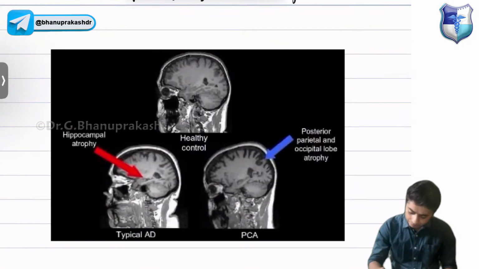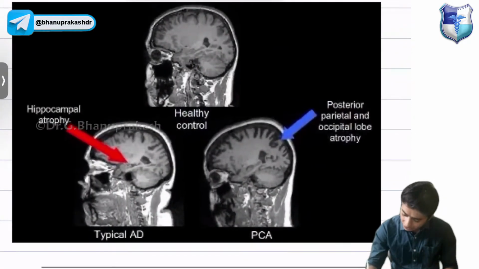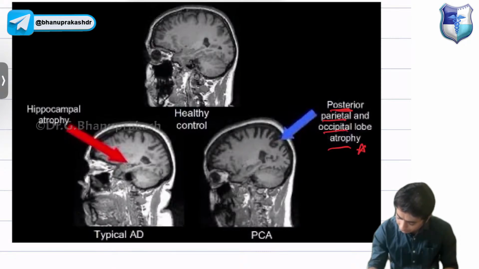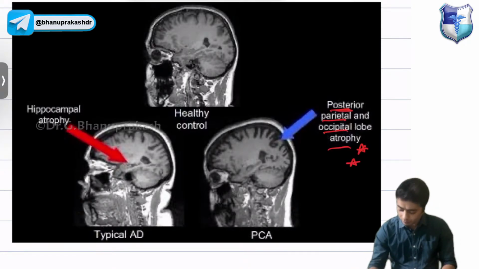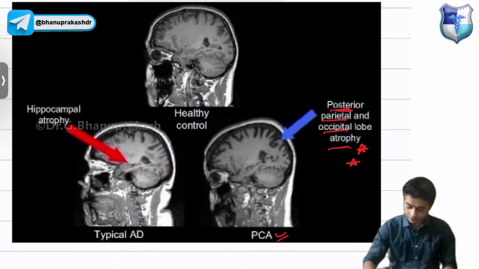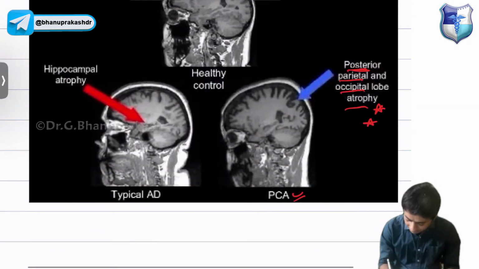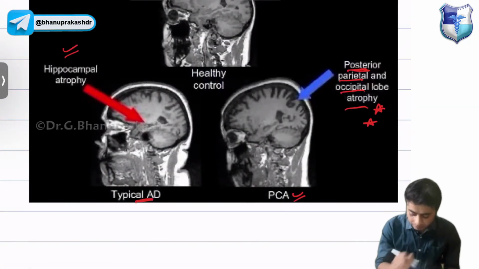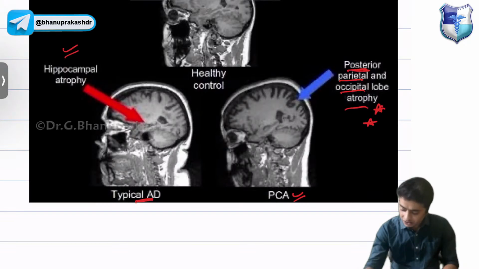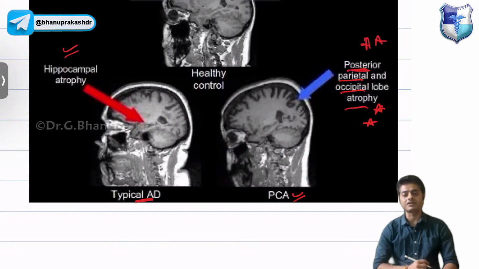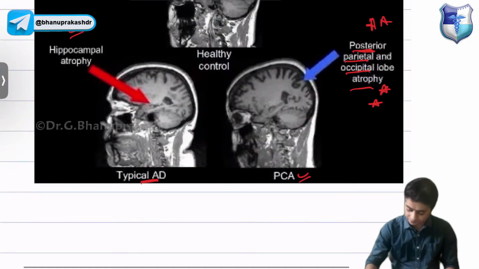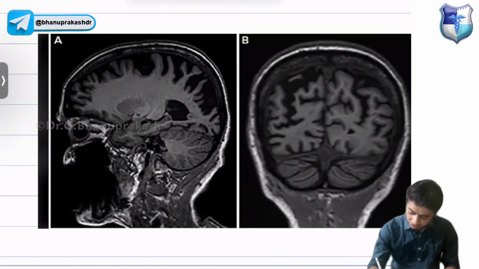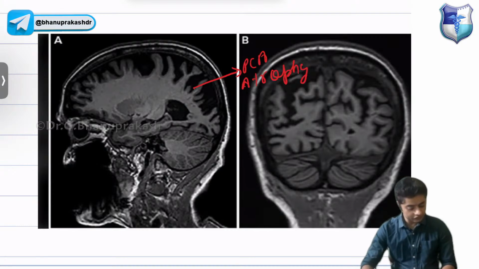You can see this in this diagram. See, these are the posterior parietal and occipital lobe atrophy in the patient of posterior cortical atrophy. Okay? In a typical Alzheimer disease patient, there is first hippocampal atrophy. But in these patients, there is parietal and occipital lobe atrophy first. That is the PCA variant of Alzheimer disease. See this diagram. Your posterior cortical atrophy is there.